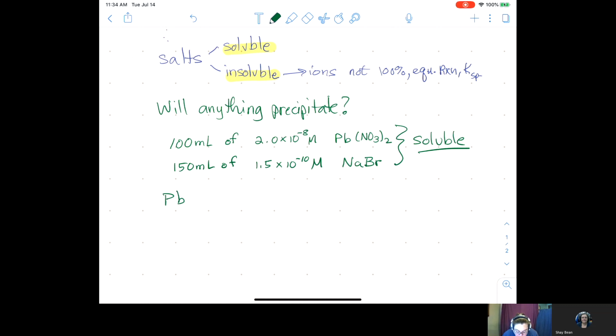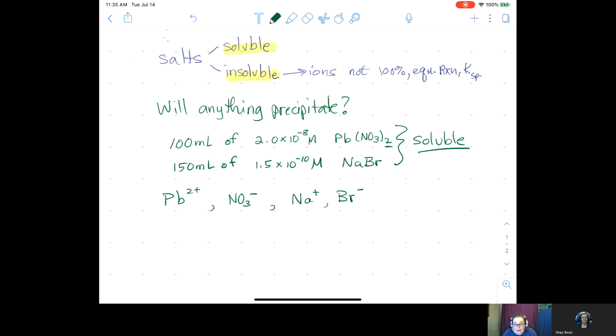So with my lead 2 nitrate, I am forming lead plus 2 ions and nitrate ions. The stoichiometry is such that I'll form 2 of those nitrate ions when it dissolves. That's important. Keep that in mind. With my second solution, I'm forming sodium ions and bromide ions. And the question is, if those 4 ions are floating around in a container, are there 2 of them that want to get together and form an insoluble solid? Are there 2 of them that make up something that is insoluble?